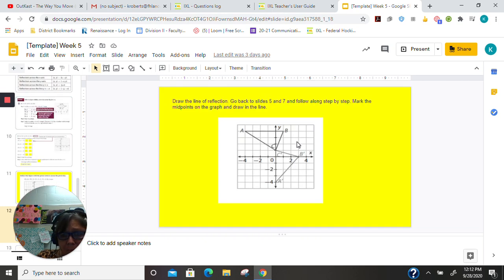This one. Now I will point out that C and C prime are at the same point, so the midpoint is going to be just the point. It's not going to have another point. So you're going to have A to A prime, you're going to find that midpoint. B to B prime, you're going to find that midpoint. And then when you connect those two, they should pass right through C and C prime.